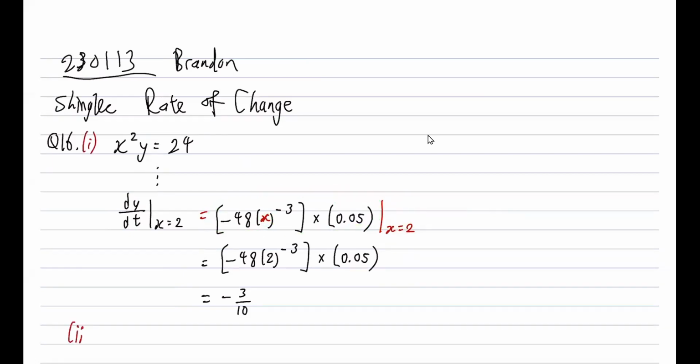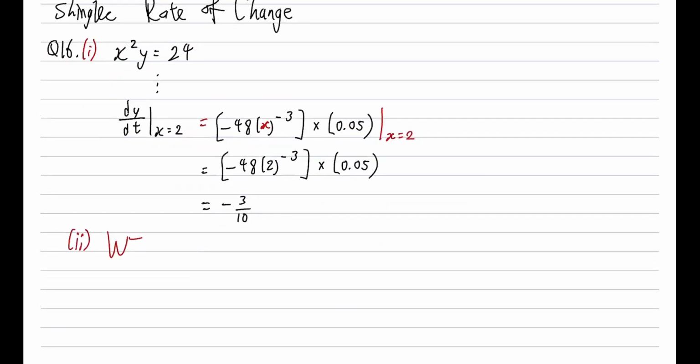Part 2. Let's take a look at part 2. What did they ask? Yeah, so for part 2, they're asking find the rate of change of y when y equals to 12. Okay, so basically they are still asking for dy by dt. Want to find dy by dt given that y equals to 12.